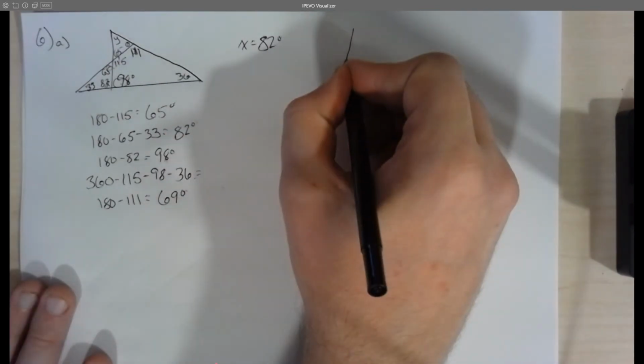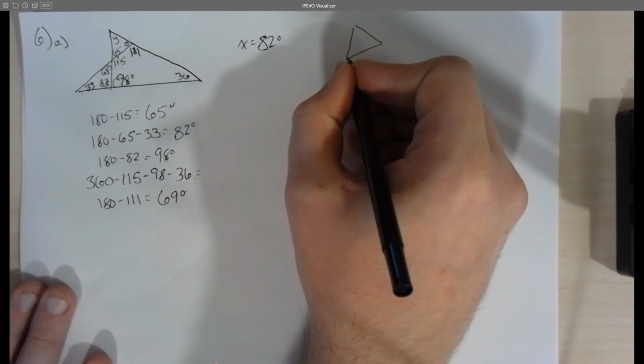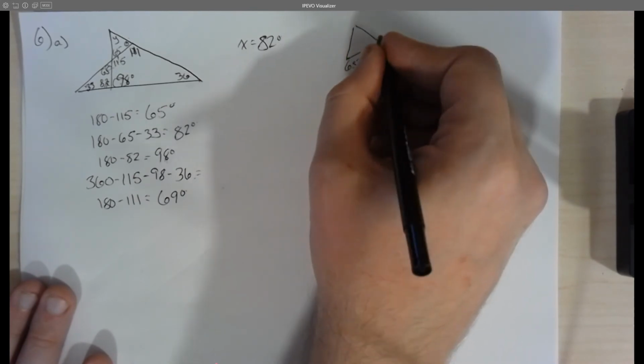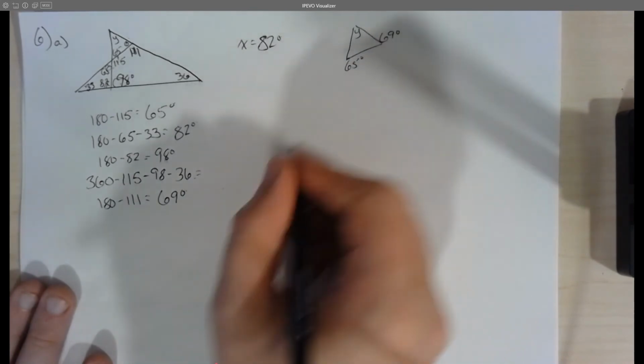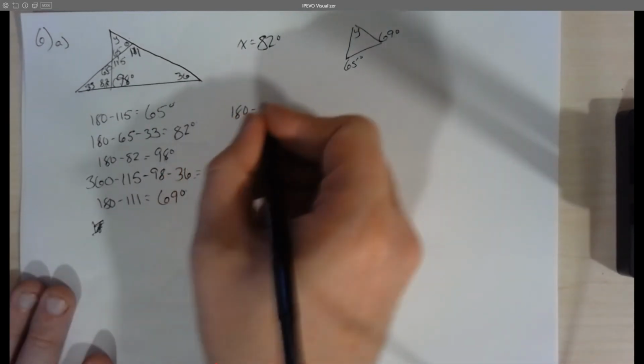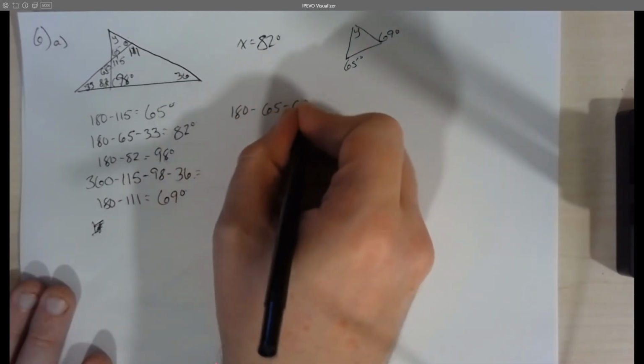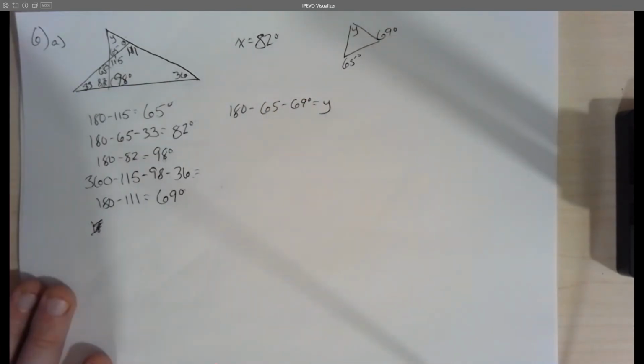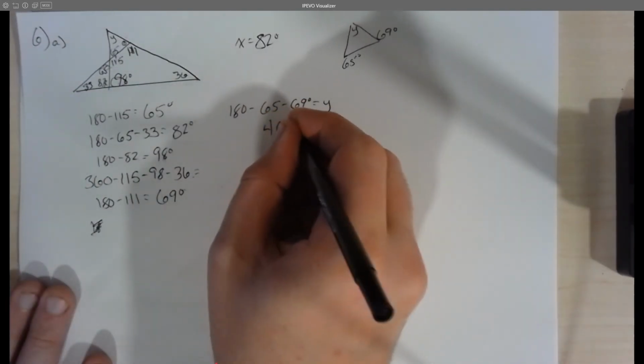If this is 111, then this has to be 180 minus 111, which is going to be 69 degrees. So now I know that for this triangle here, I know that this is 65 degrees, I know this is 69 degrees, and this is y. So 180 minus 65 minus 69 should equal 46 degrees for y.